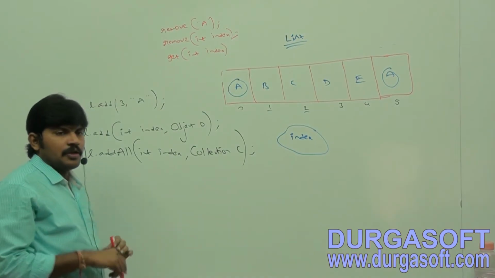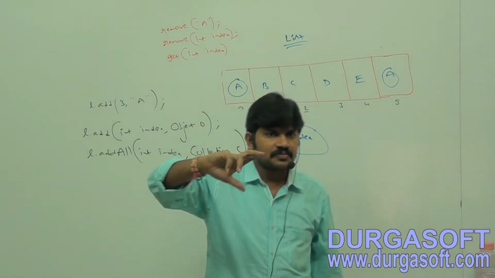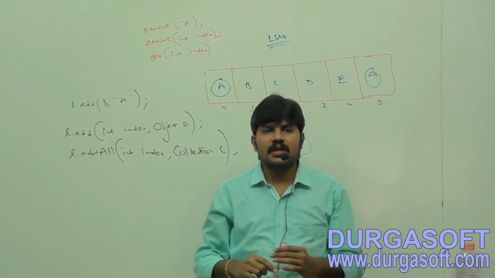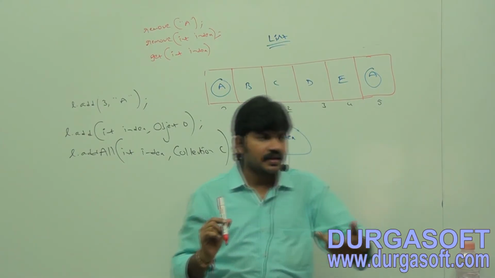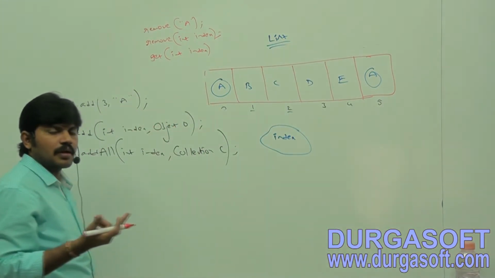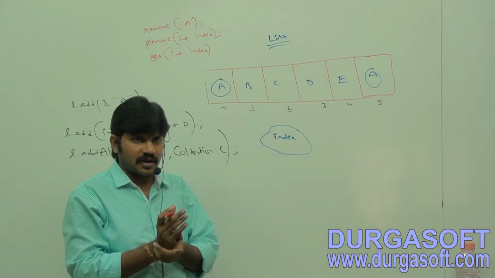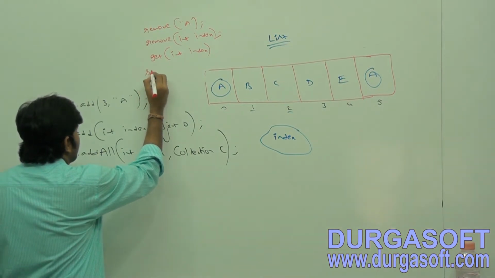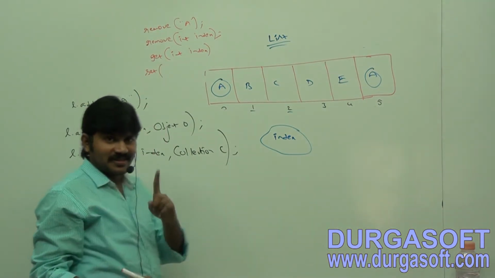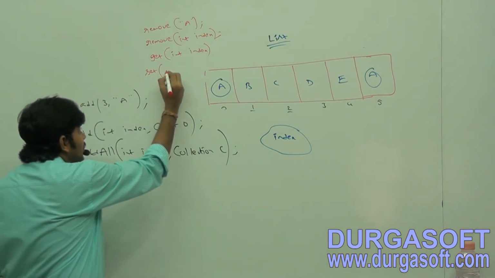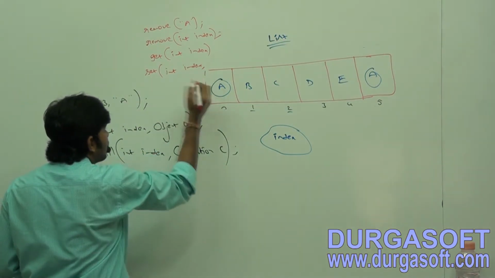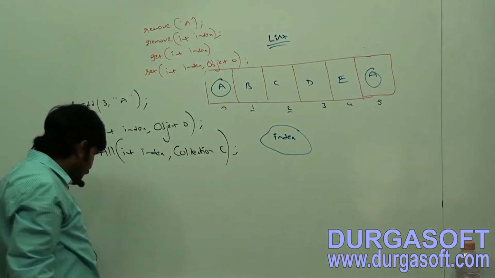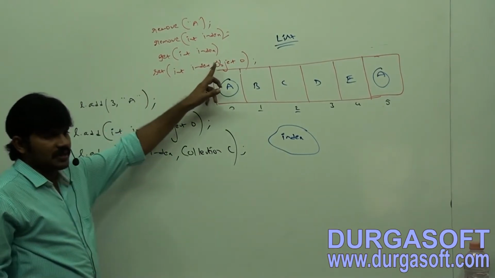Next up, can you please replace the fourth index object with A? What is the method? Method names are simple and self-explanatory, right? The method name is set, not replace. Set of int index, comma, object o.